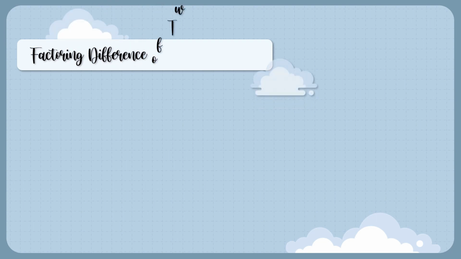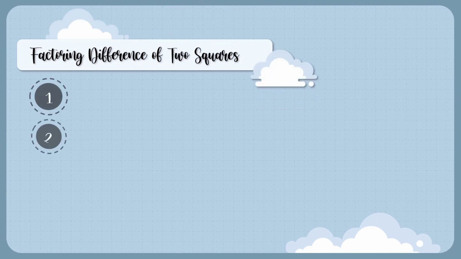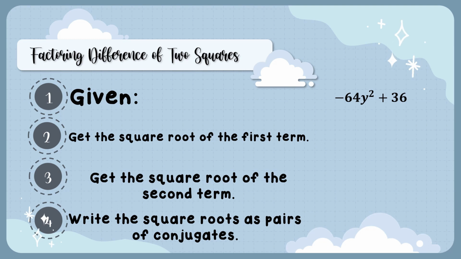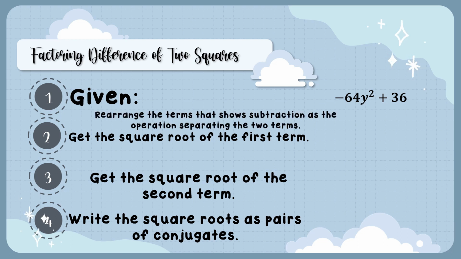Let's have example number 5 in factoring the difference of two squares. The given for example number 5 is negative 64y squared plus 36. Before we start the usual step 1 that we do, let us first rearrange the terms that shows subtraction as the operation separating the two terms. It becomes 36 minus 64y squared. Then, we can start step 1.